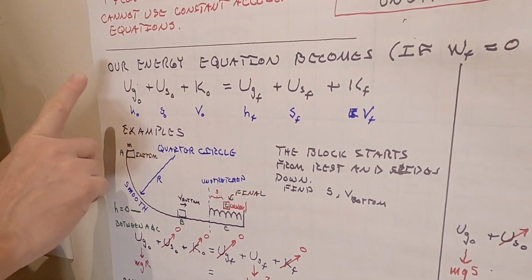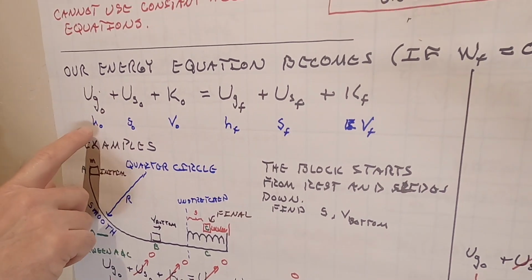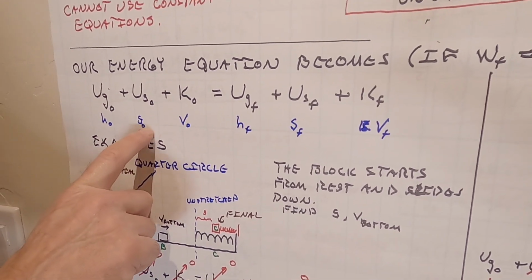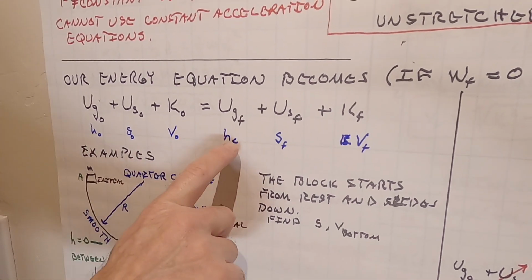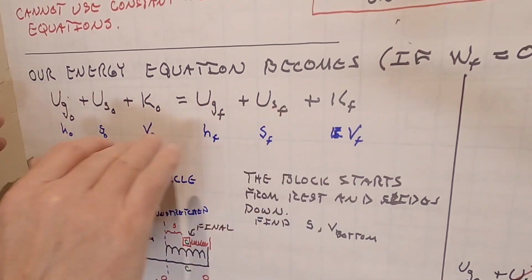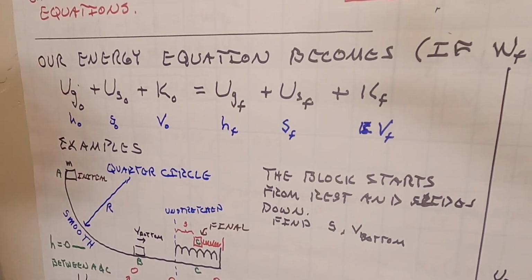So the 3 questions we have to ask at each spot are, how high are you? Are you compressing or stretching a spring? How fast are you going? How high? Are you compressing or stretching a spring? And how fast? That's all we have to do at the 2 endpoints.